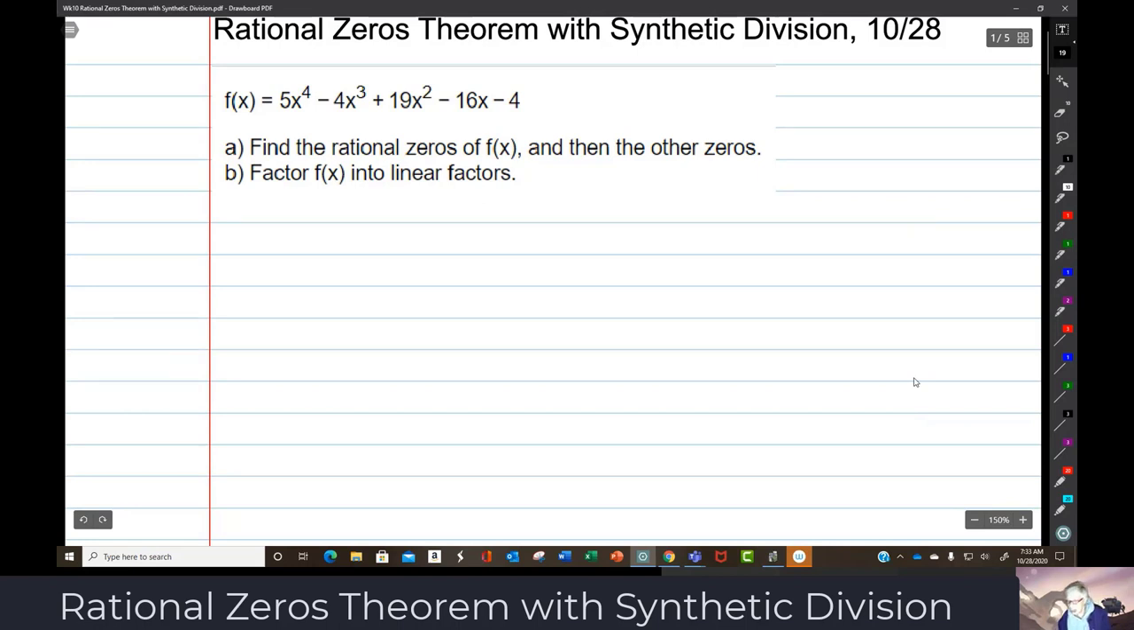Okay, so we are going to go through the steps here that you have to use, and synthetic division is part of it, but the first part is not. The first part, part one, is finding all of the possible rational zeros. Rational zeros are important because they give us the opportunity to find the exact answer.